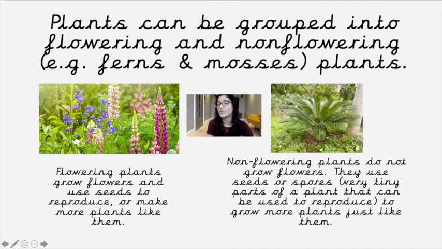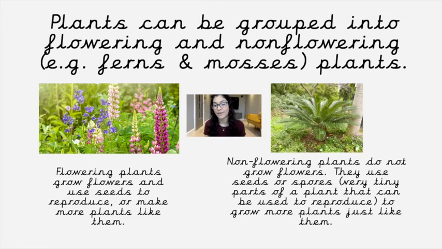So plants can also be grouped into 2 different groups. You have the flowering plants and the non-flowering plants. So flowering plants grow flowers and they use seeds to reproduce or to make more plants like them. So the key is in the actual word, it's in the name of the plant, a flowering plant. It's going to produce flowers.